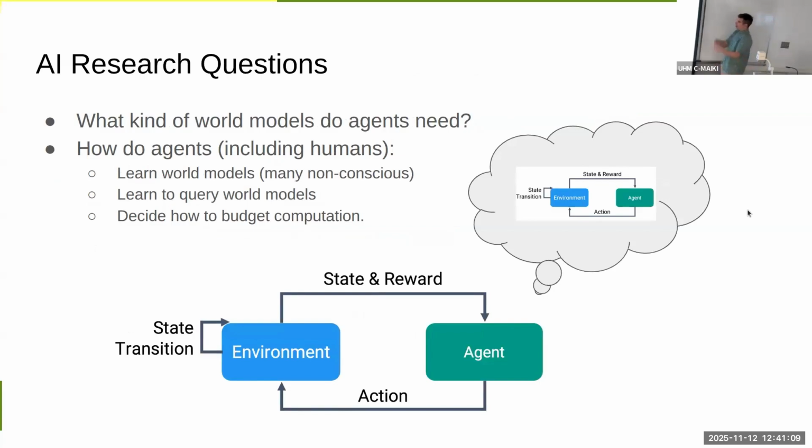So some of the AI research questions that I've been thinking about, and I think a lot of people working in this agent space are thinking about, are: what kind of tools or world models do agents need for different applications? How do you learn world models on the fly? How do you learn to query the world models once you have them? And how do you decide on a computational budget? Because running these simulations in your head is very expensive. How do humans do it? How should new agents do it?